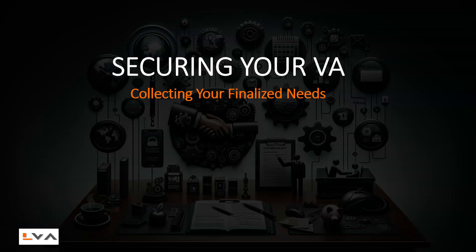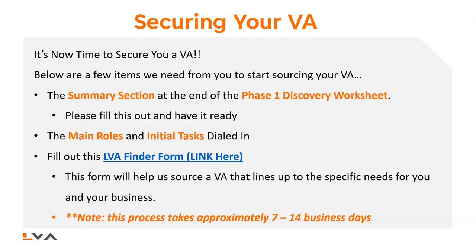So now moving on to securing your VA, we'll be collecting your finalized needs. And to do that, we're going to ask you for a few things. Number one, in the summary section at the end of the phase one discovery worksheet, we'd like you to fill that out and have it ready. Then also make sure you have the main roles and initial tasks dialed in.